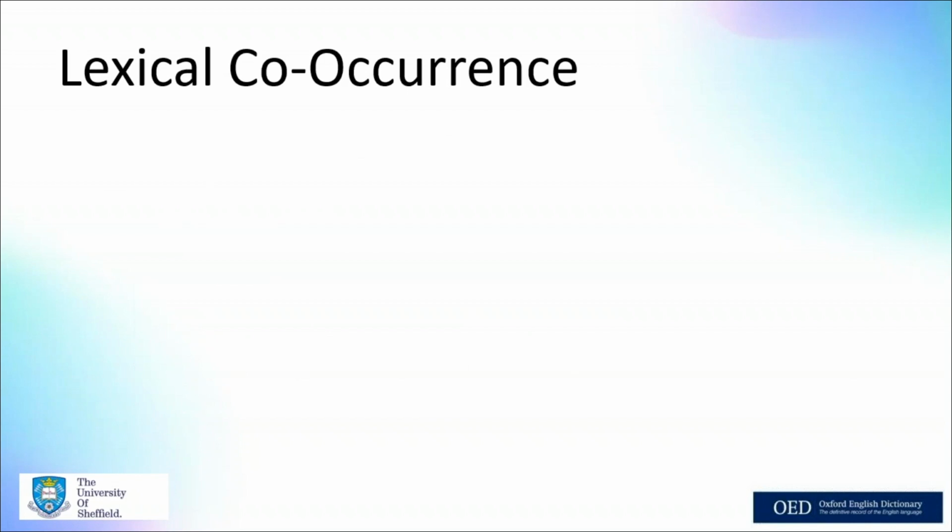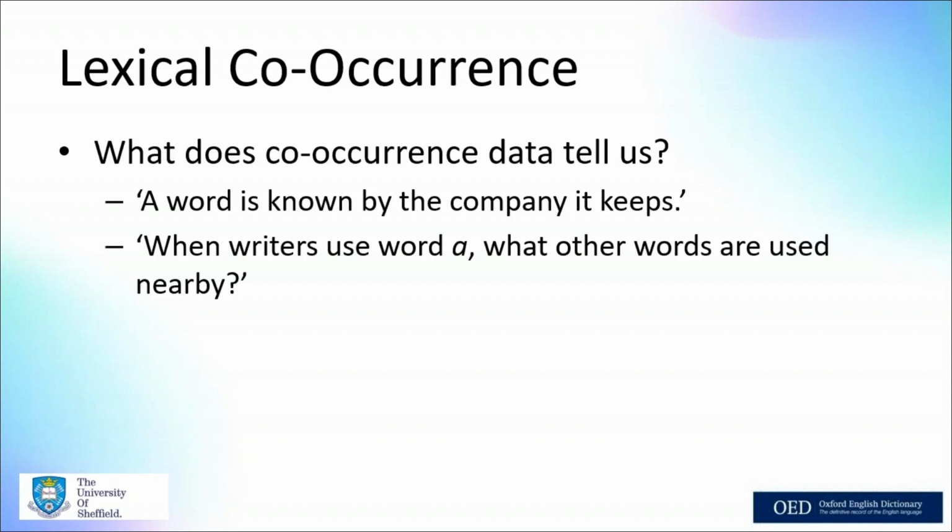Okay, so once we have tens of thousands of early modern English texts as text files, we can start searching for words, and not only for words but for lemmas, and we can search by part of speech and so on. Then we can start calculating lexical co-occurrence, the phenomenon of which words are co-occurring with which other words in these texts. So what does co-occurrence data tell us?